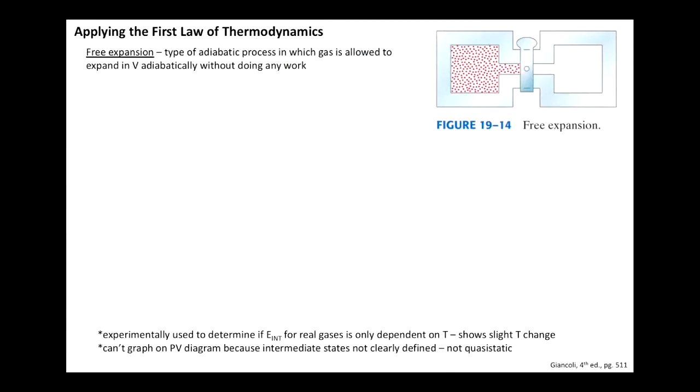Let's talk about one additional process before we move on to the last few things in this chapter. This is something known as a free expansion. Notice it's described as a type of adiabatic process where the gas is allowed to expand in volume but not doing any work. No work, even though it expands in volume.